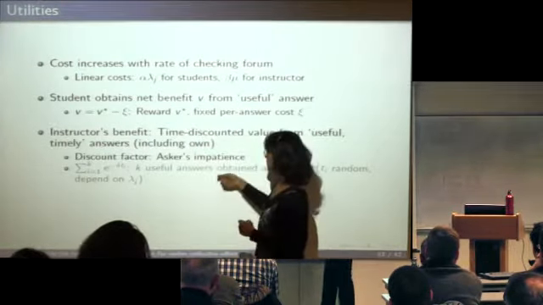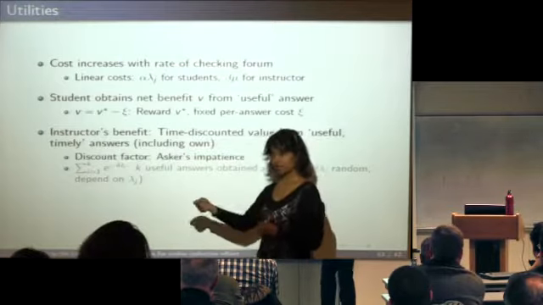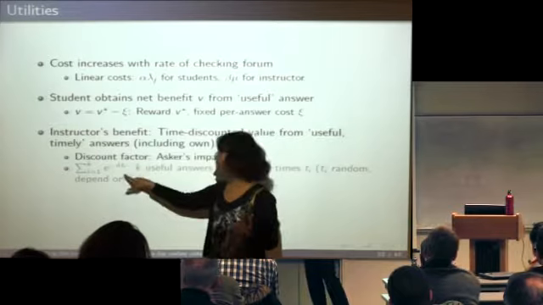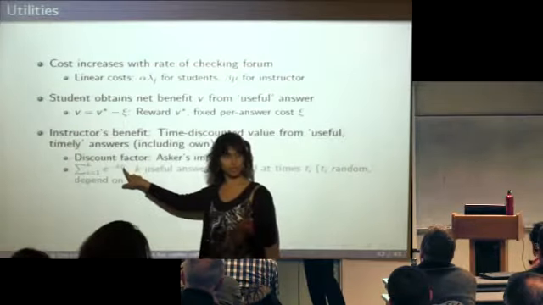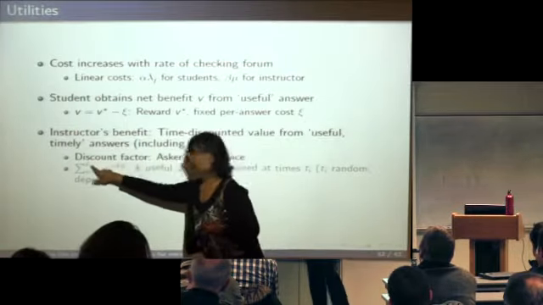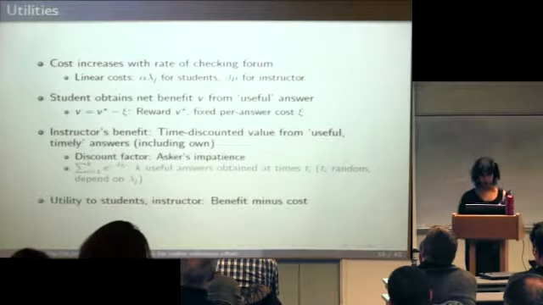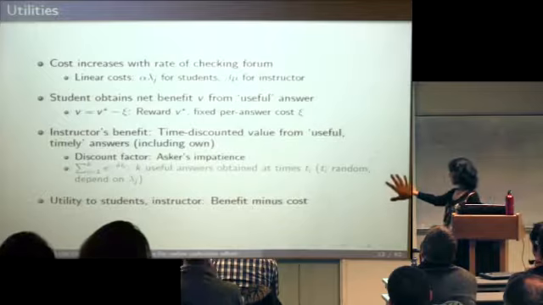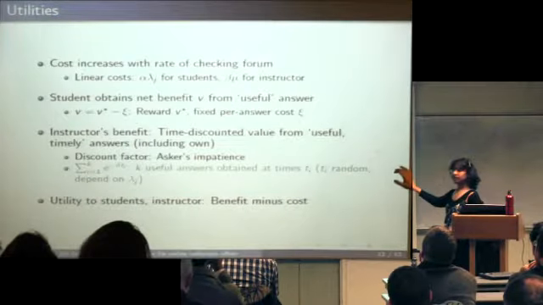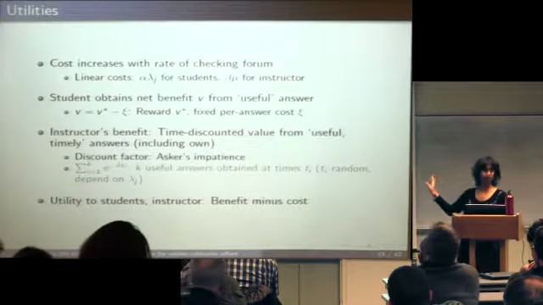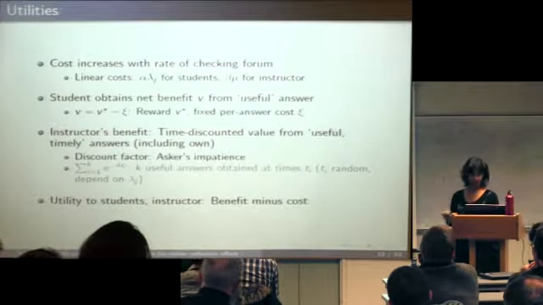Okay? And notice that the instructor's choice of rate is going to determine both the rate at which people check the forum, so it's going to determine from what distribution these TIs come from, as well as simultaneously how many answers you receive, for the same reason. And for both the students and the instructor, the utility is just going to be the benefit minus the cost. So this is the model, and that's set up.